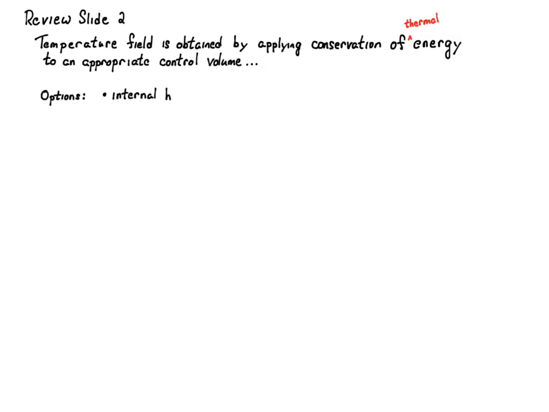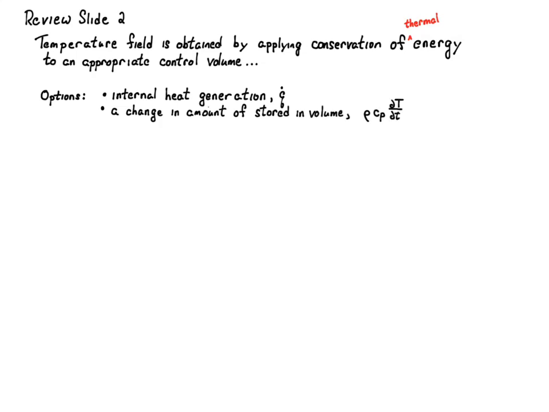So once we're doing this, we also have to think about specific options. We know we're going to have energy transfer due to conduction, but we can also develop the heat equation for the case where we would have internal heat generation designated by Q dot, and we can also allow for a time-dependent change in the amount of stored energy within the volume. And we would give this term equal to the density times the specific heat at constant pressure times the derivative of the temperature field with respect to time. So obviously this is a time-dependent term which will be zero for steady state conditions, which is what we've looked at up till now.